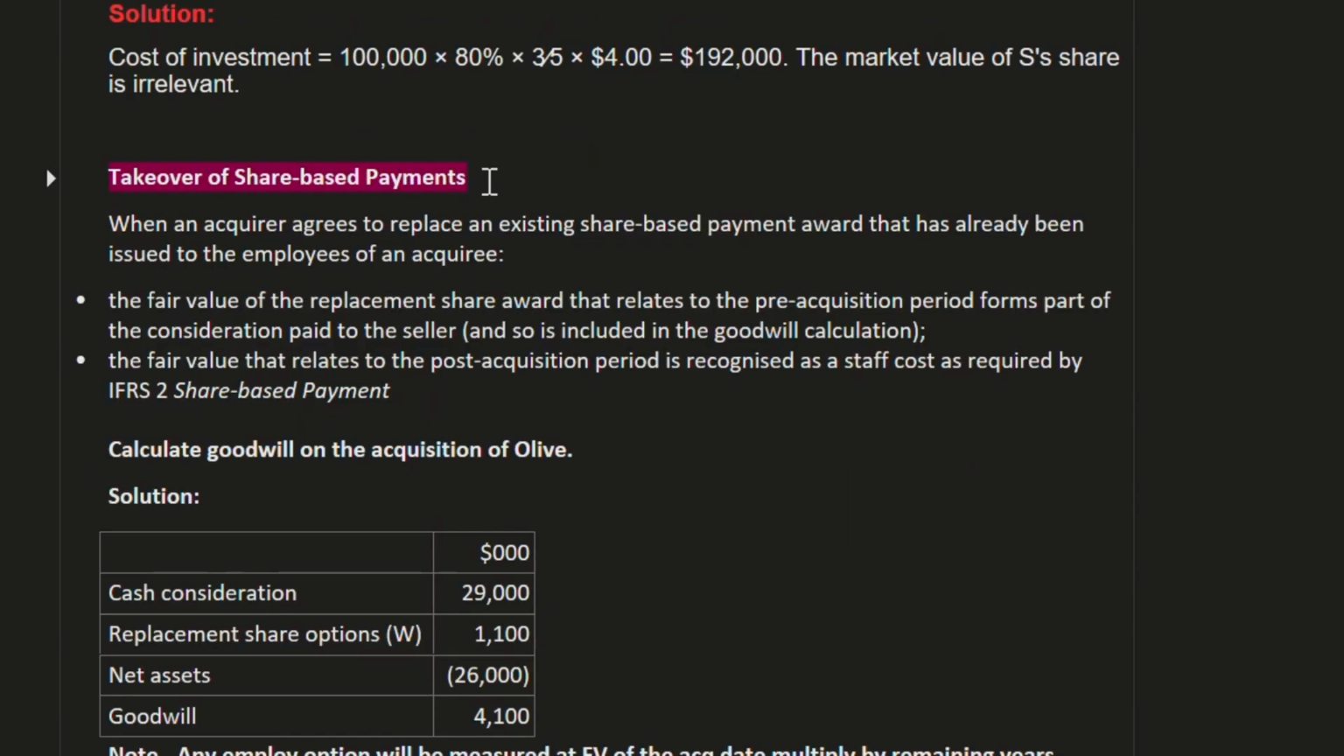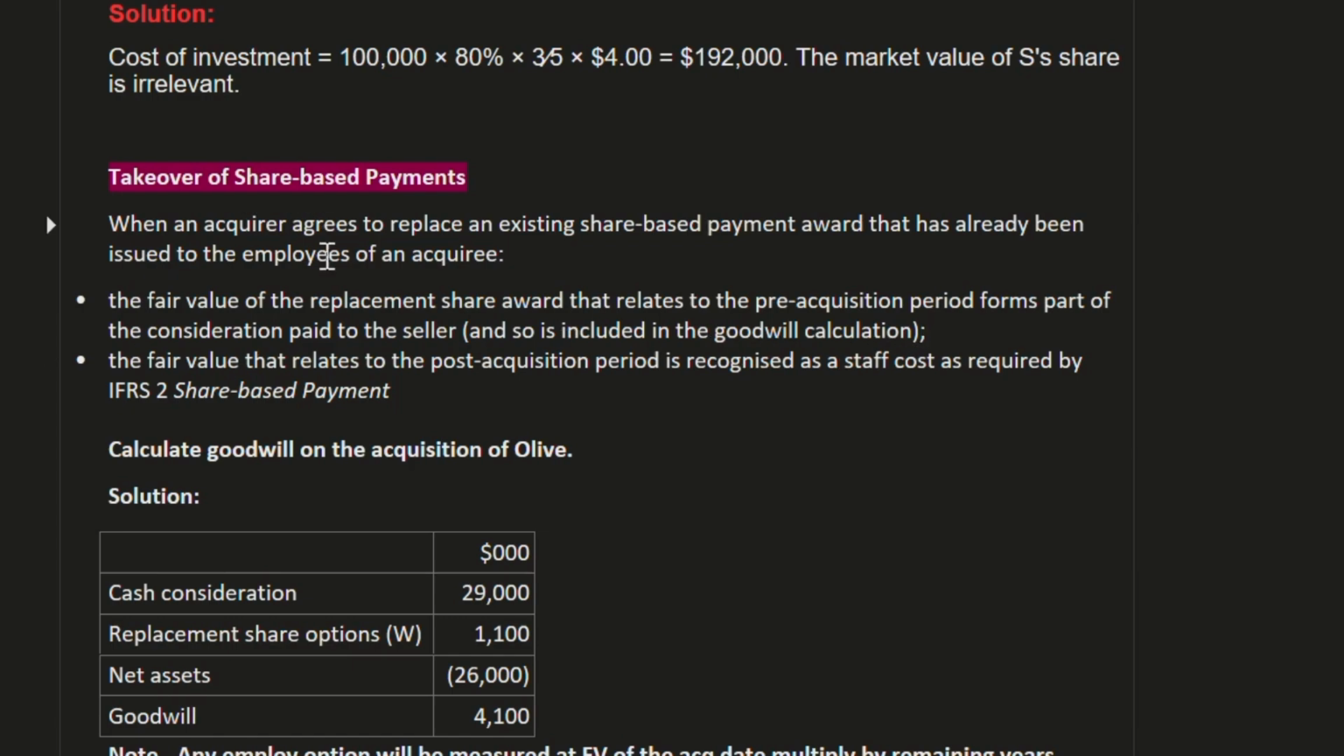Now, takeover of share-based payment. When the acquirer agrees to replace an existing share-based payment award that has already been issued to the employees of an acquiree, the fair value of the replacement share award that relates to the pre-acquisition period forms part of the consideration paid to the seller, and so is included in the goodwill calculation.